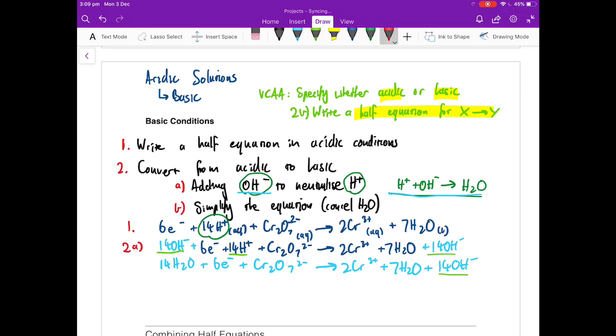And now part 2b is to simplify the equation by cancelling H2Os. As you can see, on the left-hand side, we've got 14H2O, and on the right-hand side, we've got 7H2O. So what we can do is cancel stuff out a bit. We can get rid of the ones found on the right-hand side and simplify this entire equation down to 7H2O plus 6e- plus Cr2O7 2- goes to 2Cr3+ plus 14OH-, and that is our final answer.